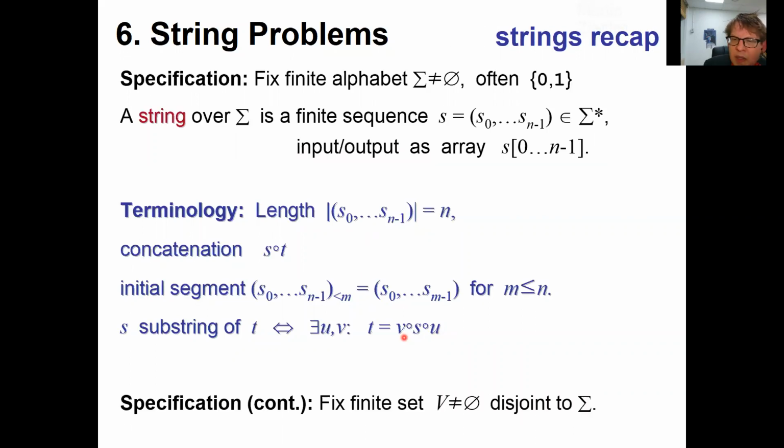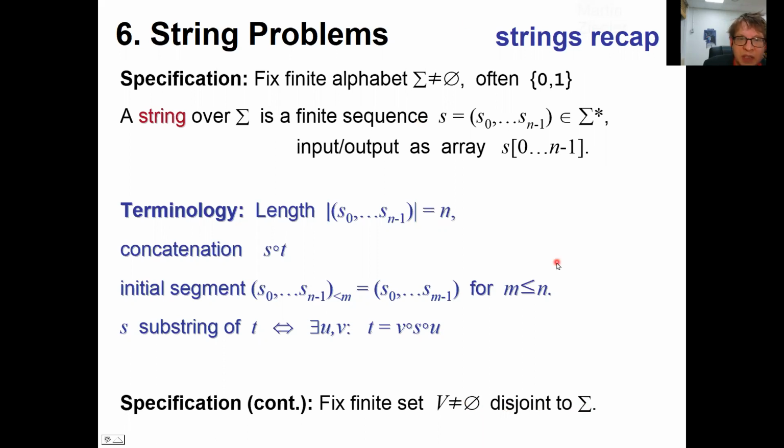So later when we talk about grammars, we will need some finite set of variables, and those variables should be different from the characters of the string. And this is denoted with the set V, which is a non-empty set of variables that is supposed to be disjoint from the alphabet.